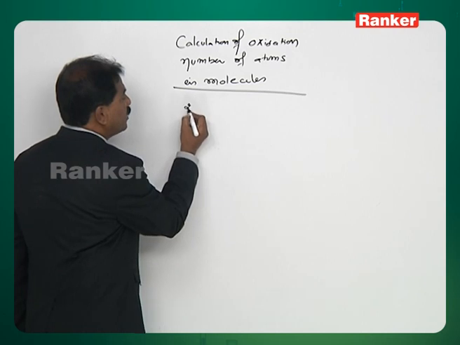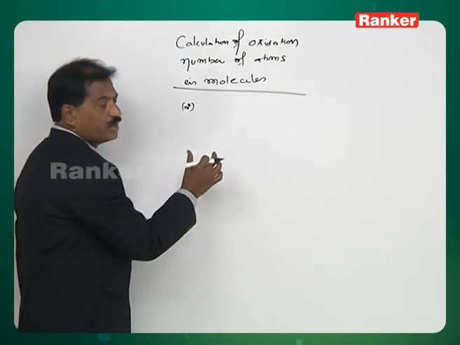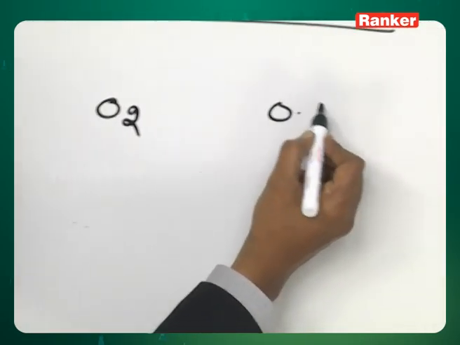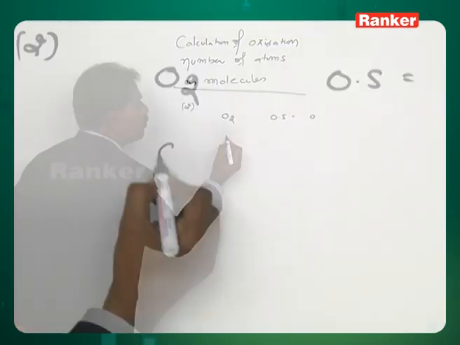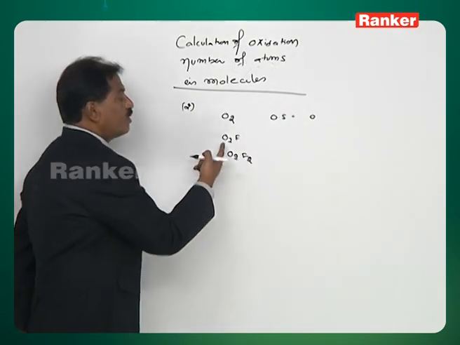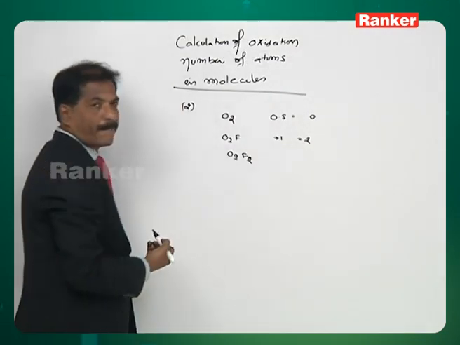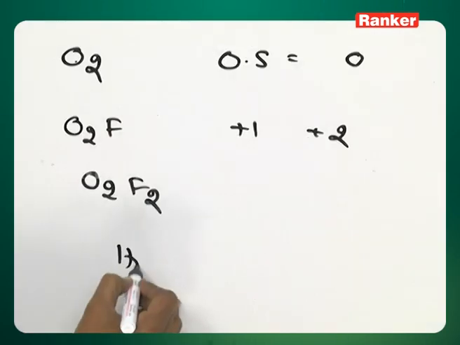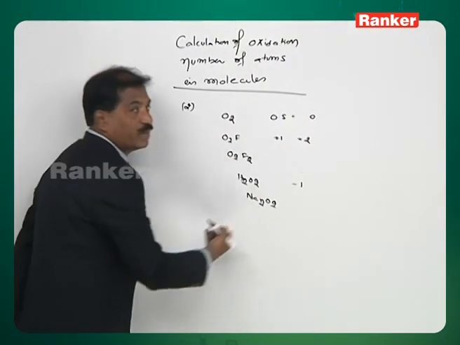Next, the second empirical rule explains the oxidation state of the oxygen. So how do we calculate the oxidation state of the oxygen? Similarly, if oxygen is in a homoatomic molecule, the oxidation state of the oxygen is 0. Next, if oxygen exists along with fluorine like in O2F or O2F2, for oxygen we will give a positive oxidation state, that is +1 or +2. Next, if oxygen is present in any peroxide like H2O2 or Na2O2, in all these molecules we will assign the value -1.